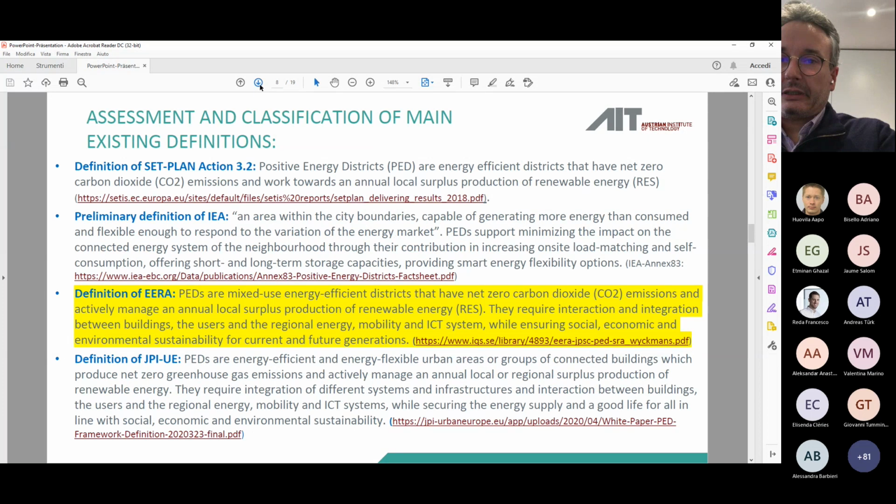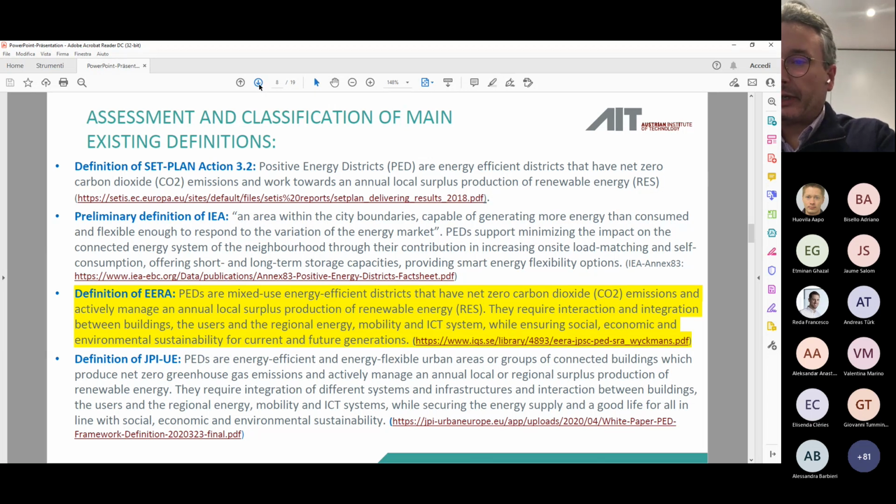ERA has actually, as part of the activities that I described before, developed a definition. It's their own definition of positive energy districts. And it reads, PETs are mixed-use energy-efficient districts that have net zero carbon dioxide emissions and actively manage an annual local surplus production of renewable energy. They require interaction and integration between buildings, the users of the regional energy system, mobility, and ICT systems, while ensuring social, economic, and environmental sustainability of current and future generations.